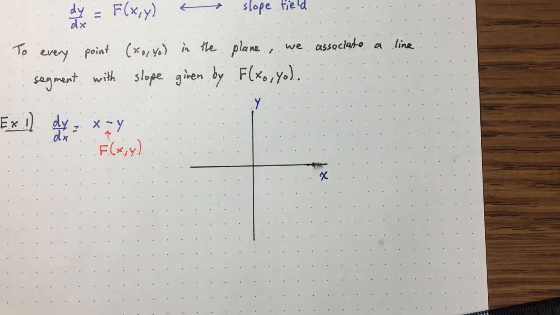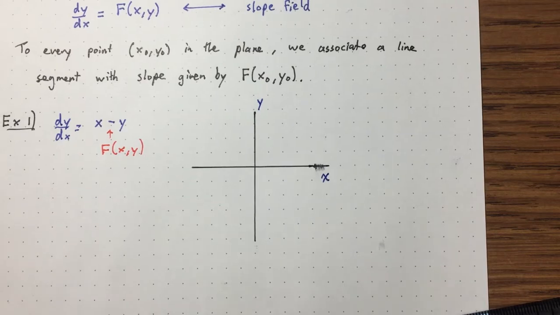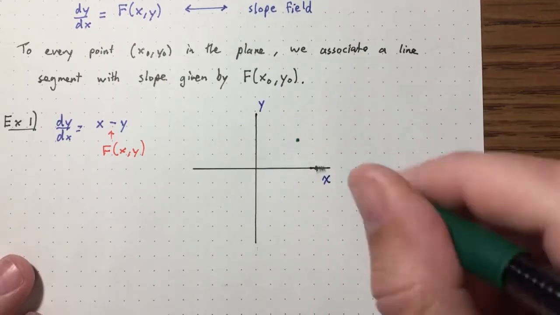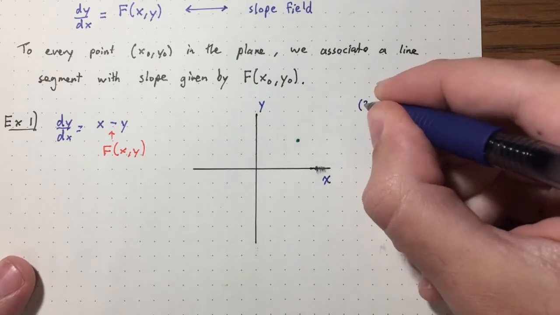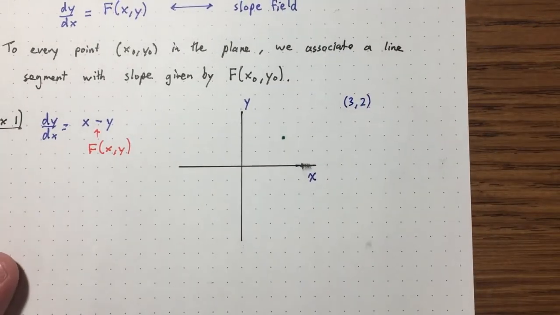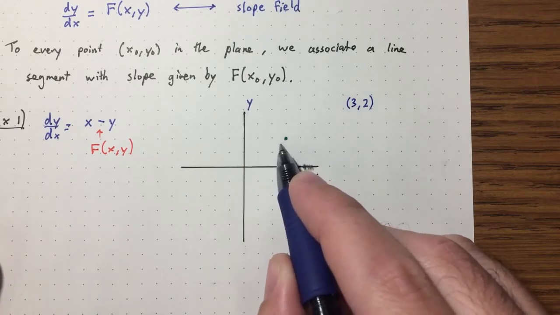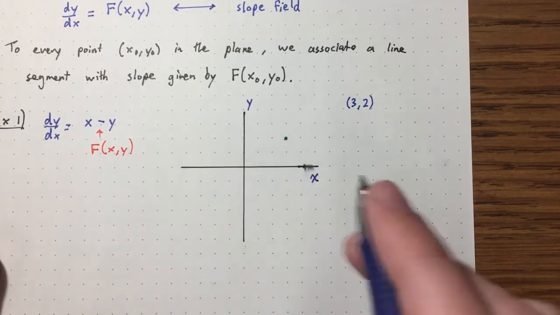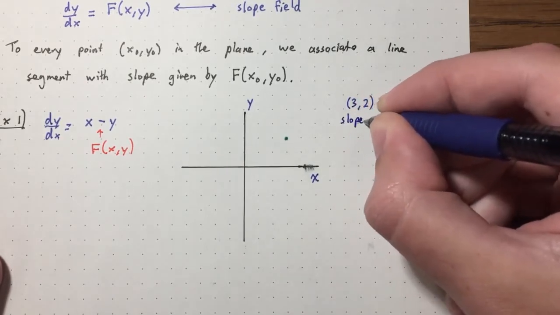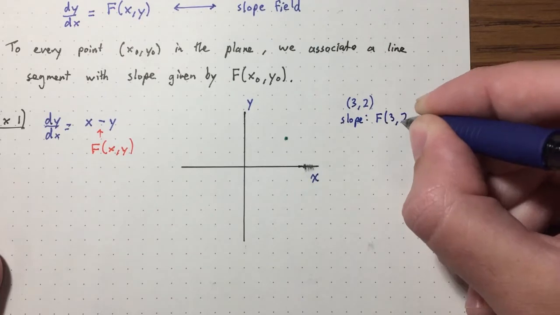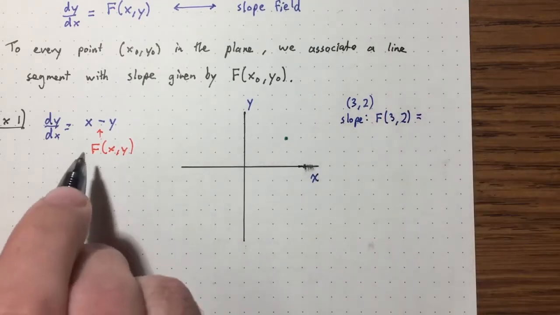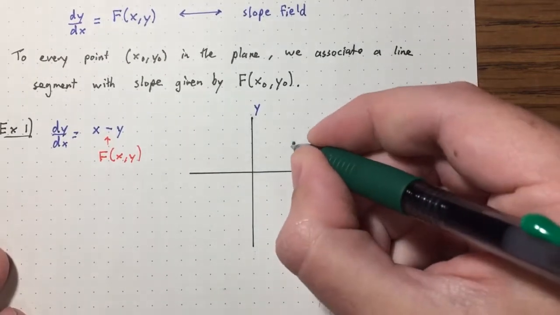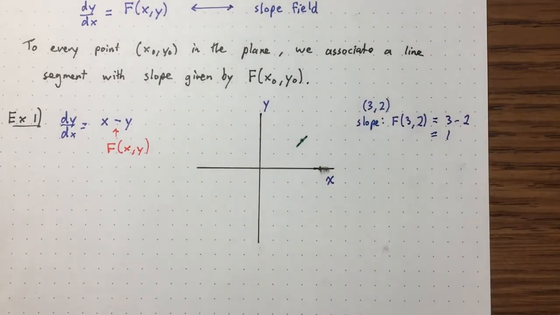And what we're going to do is at every point, so for example, let's take this one right here. So this is 3, 2. And at that point, we're going to actually draw in a line segment, and that line segment is going to have the slope given by f of 3, 2. So the slope is going to be f of 3, 2. But what is that? That's just 3 minus 2, which is 1. Okay, so we're gonna put in a little line segment there with slope 1. So it's gonna look like that.